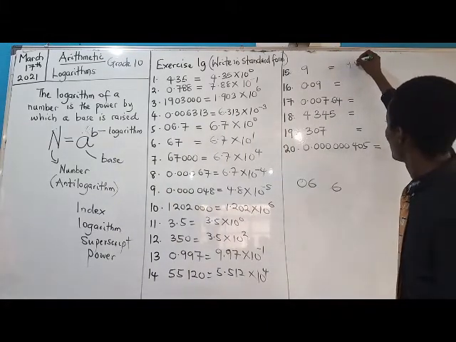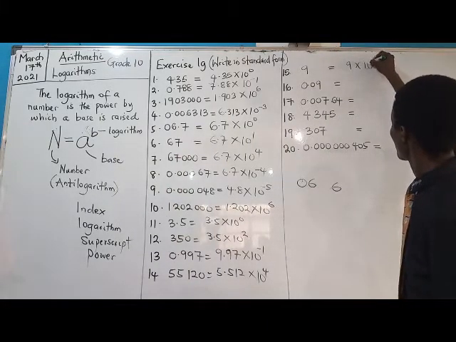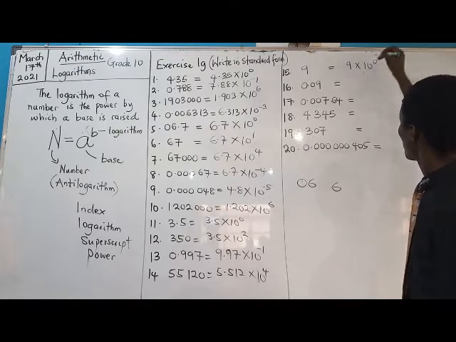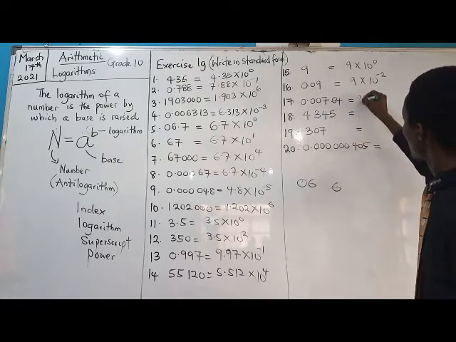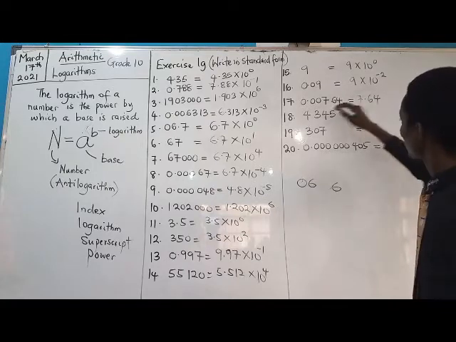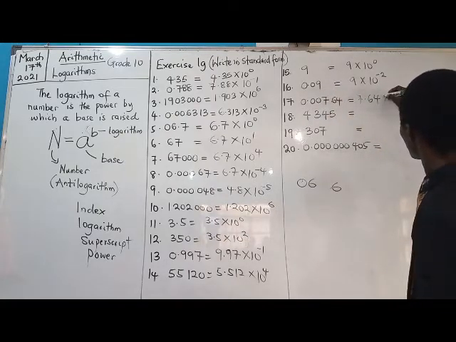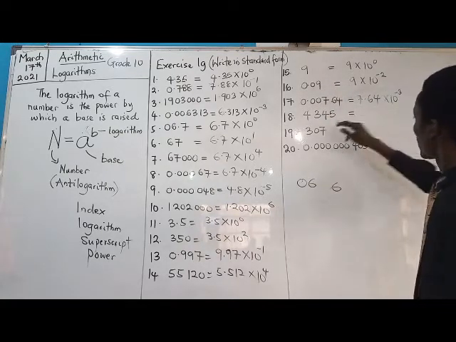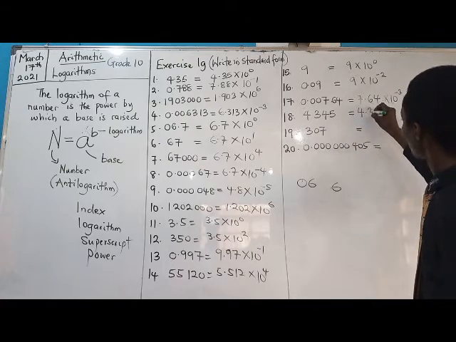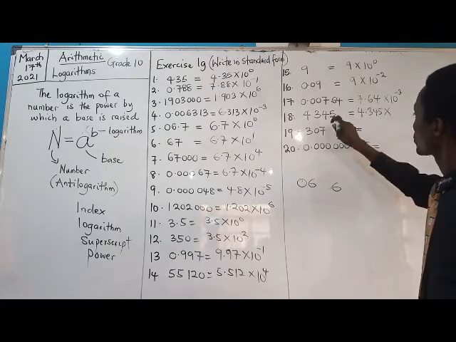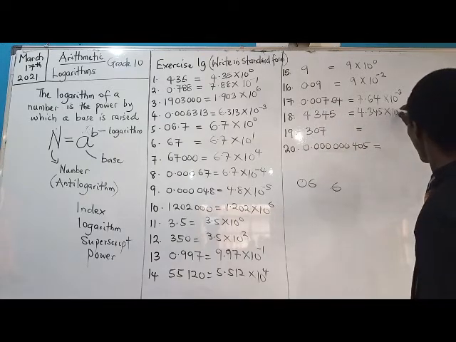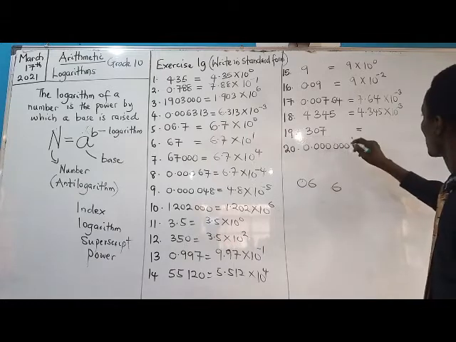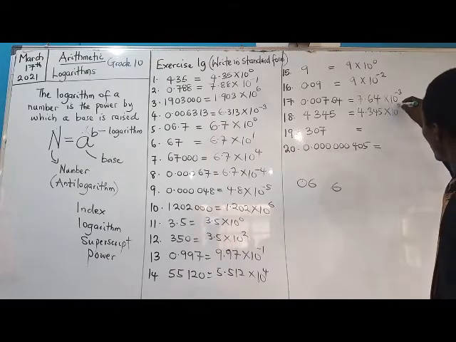We're done with this, so we come to this now. This will be what? 9 times 10 raised to the power of what? 0. This will be 9 times 10 raised to the power of 1, 2, negative 2. This will be what? 7.64 times 1, 2, 3. 10 raised to the power of what? Negative 3. This will be what? 4.345 times what? 1, 1, 2, 3. 10 raised to the power of 3. Oh, positive 3, sorry about that.